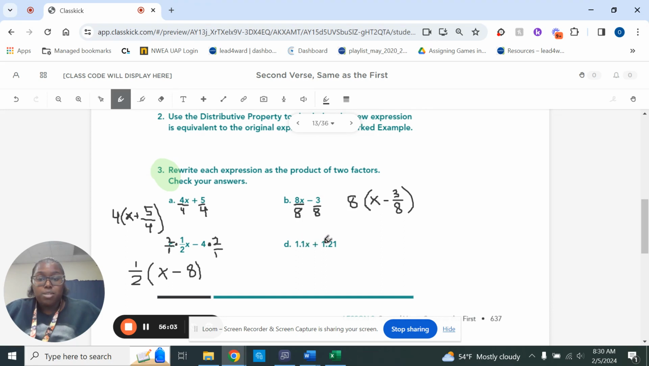Then we have 1.1x plus 1.21. So my coefficient is 1.1. And then I need everything inside, so divide. So 1.1 divided by 1.1 gives me 1x. And 1.21 divided by 1.1 gives me 1.1. If you were wondering how I was able to do that so quickly, 11 times 11 is 121. And since this has 2 decimal places, both of these must have 1 decimal place each.